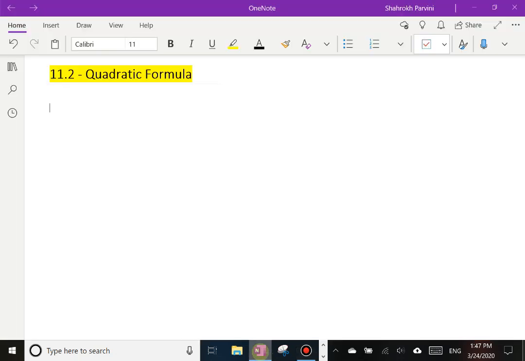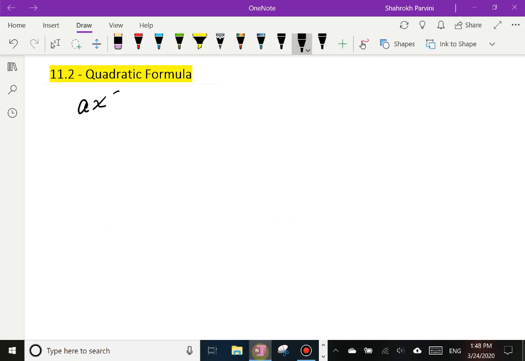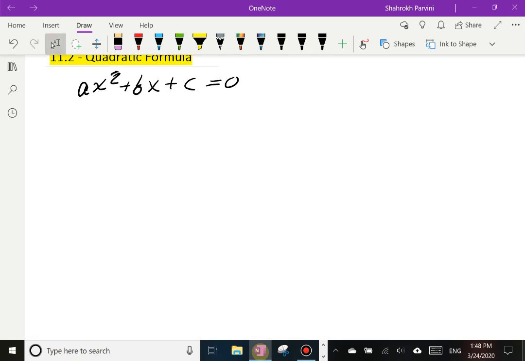So again, what we have here is a quadratic equation in the form ax squared plus bx plus c equals 0, and we want to solve this equation. Again, a, b, c are numbers and the variable, the unknown, is x. In order to show you how the quadratic formula is derived, let me go through the derivation, the work that leads to it.